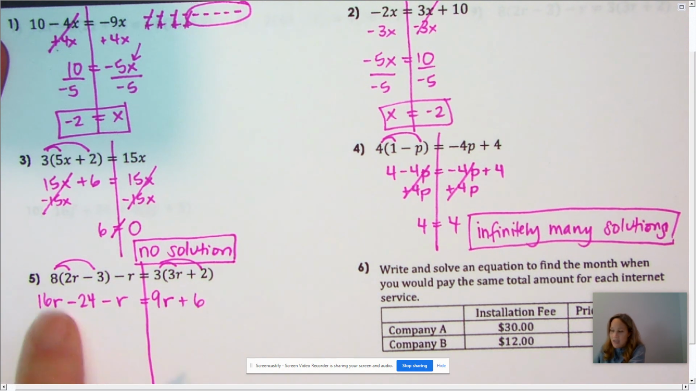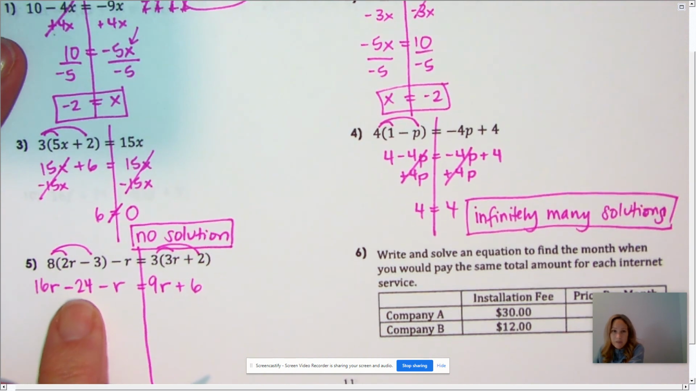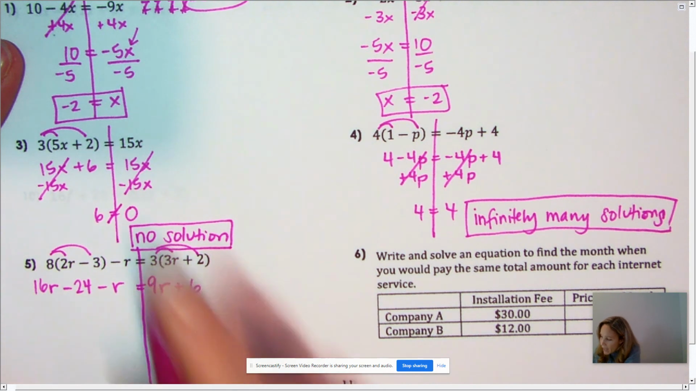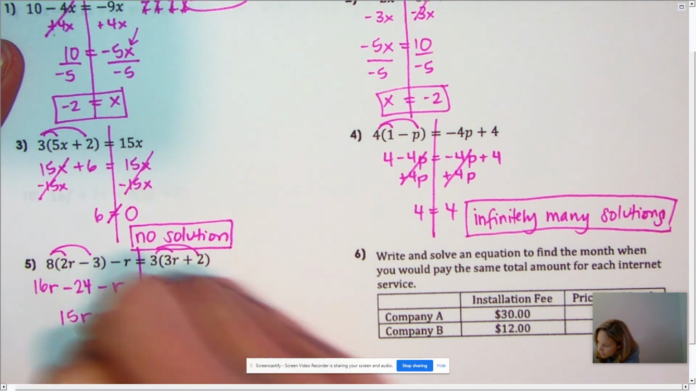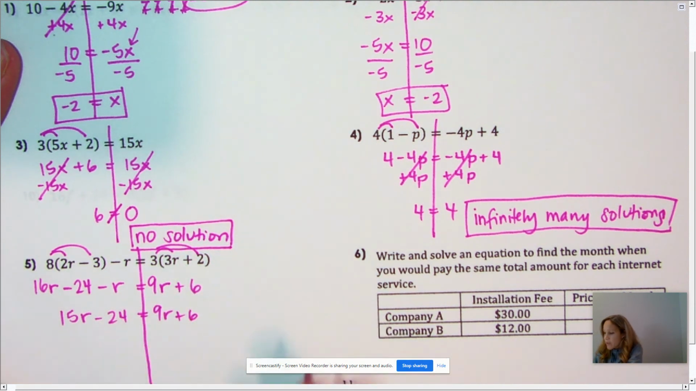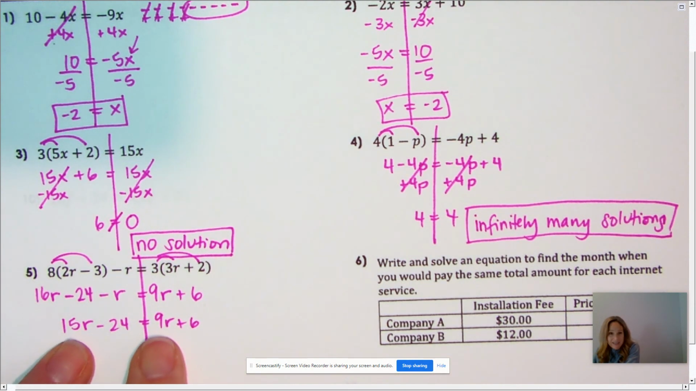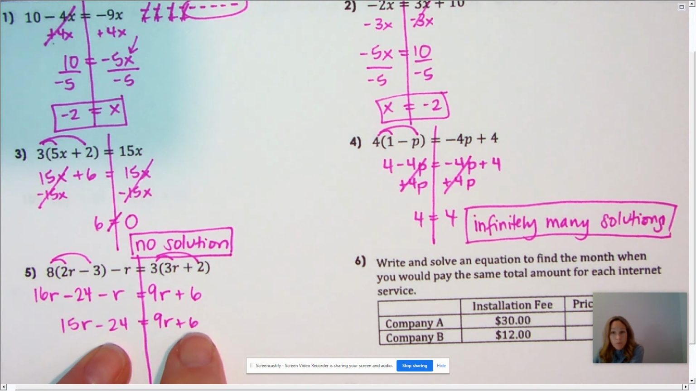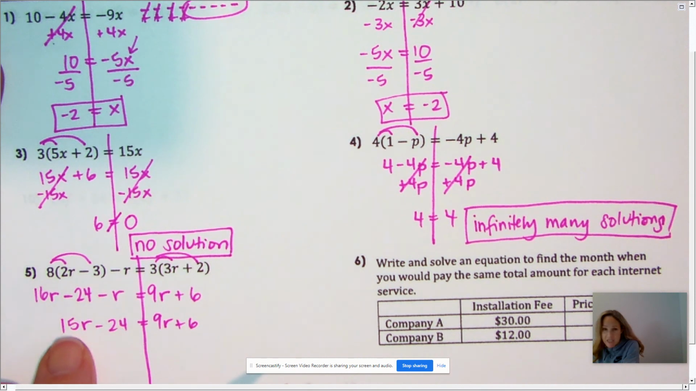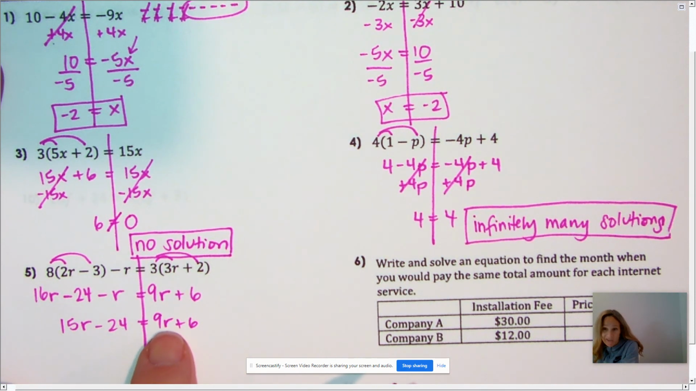So I'm going to look at this side first and combine some like terms. So I realize if I have 16 r's and I take one of them away, that means I have 15 r's equals 9r plus 6. Okay, now when there are letters and numbers on both sides, I recommend canceling out the letter that has a smaller coefficient. So for example, if I look at the r's, I have 15 of them over here and I only have 9 over there.